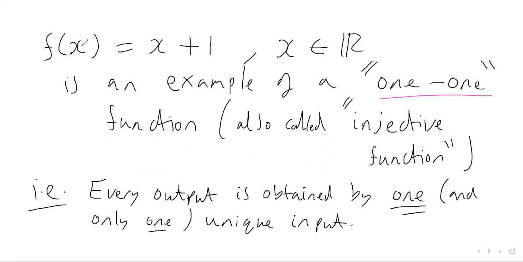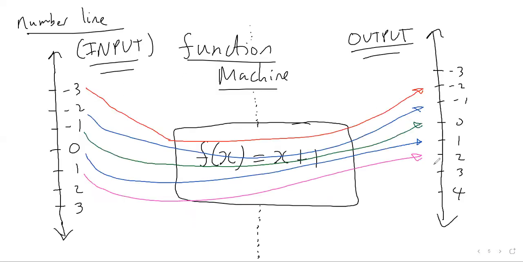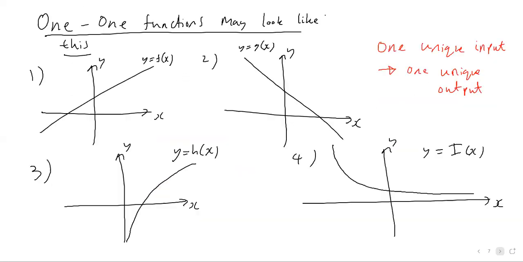So yeah, f of x equals x plus 1, where x is a real number, is an example of a one-to-one function, also called an injective function. You may see this term as well if you do higher level university maths, for example. So in other words, every output is obtained by one and only one unique input. One unique input gives you one output. That's what a one-to-one function is.